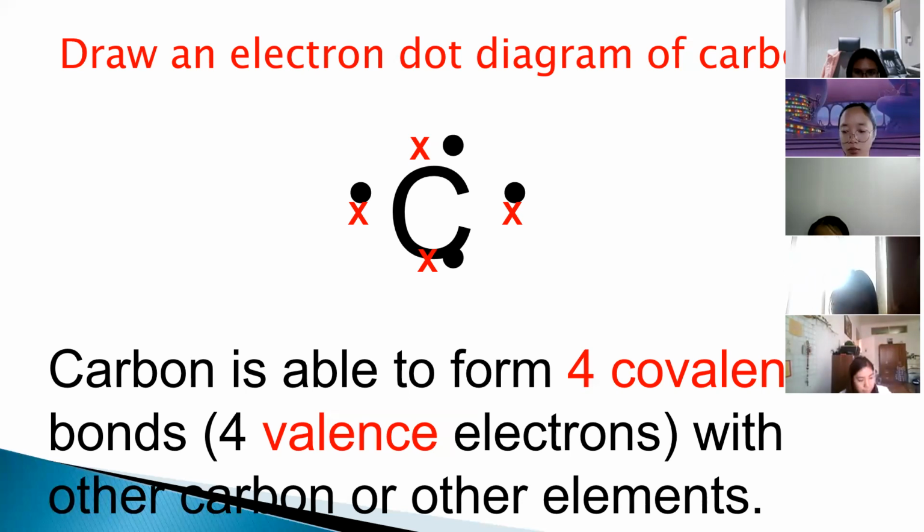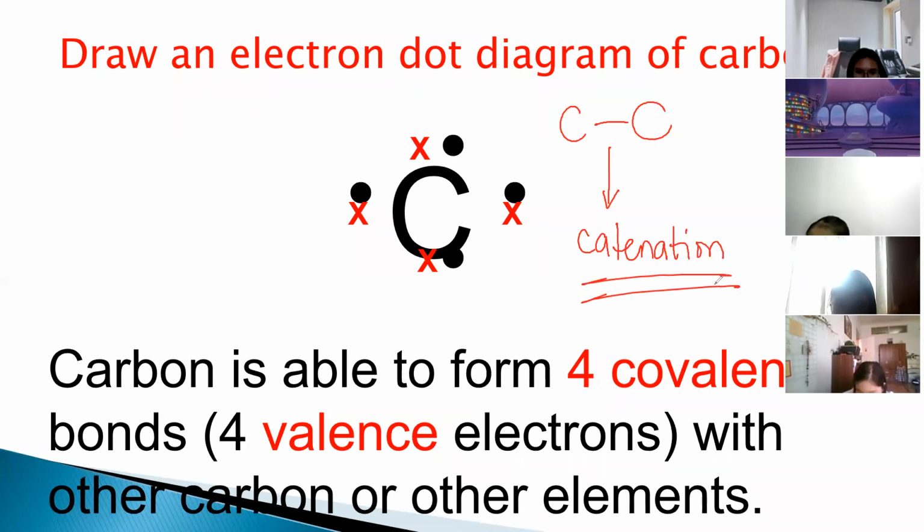So again, these electrons can form bonds to other elements or to other carbon. So carbon is able to bind with its fellow carbon. So we have carbon to carbon bonds, and we call this ability catenation. If you hear this word catenation, it means it is the ability of carbon to bind with itself, meaning carbon to carbon bond. And by the way, the bond is called a covalent bond, which is a strong bond.